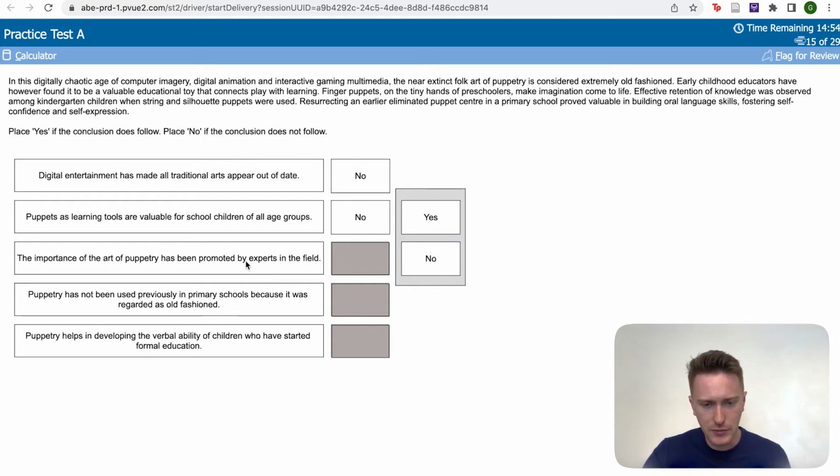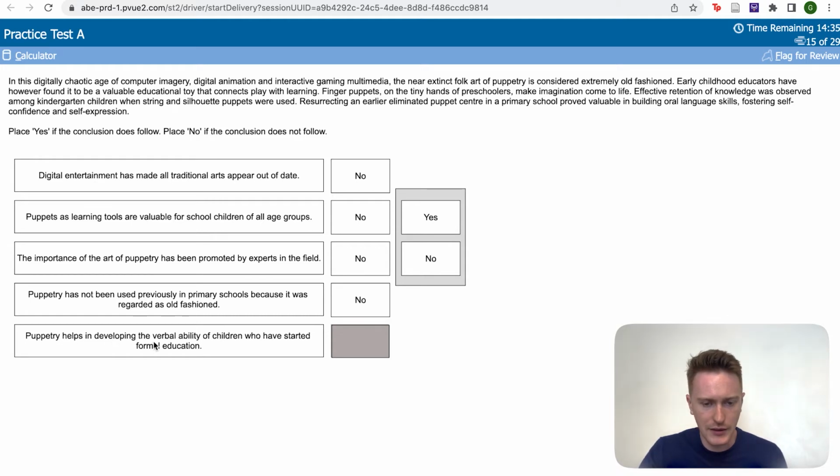The importance has been promoted by experts. We've got no evidence of that. Puppetry has not been used previously in primary schools because it was regarded as, well, old-fashioned. That comes from here, but we don't know whether that was said in primary schools, so I'm going to put no for that one. We just know that most people said it.